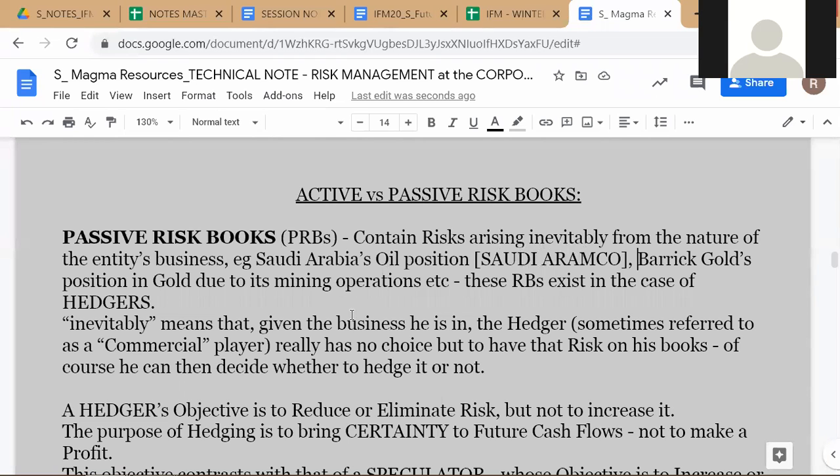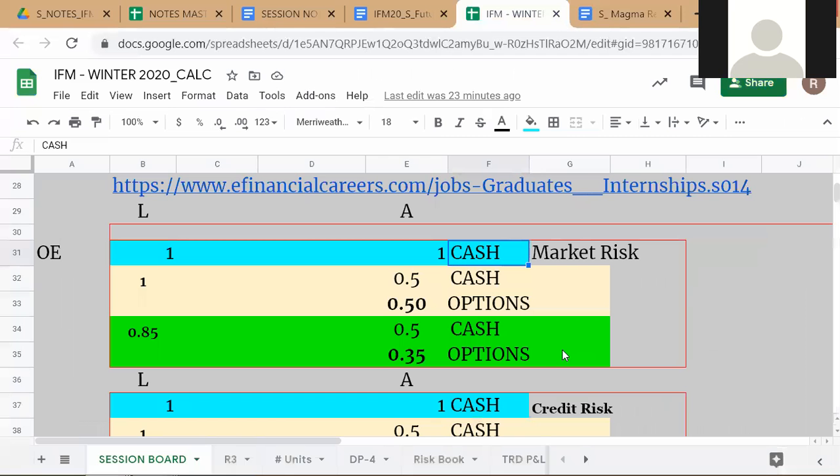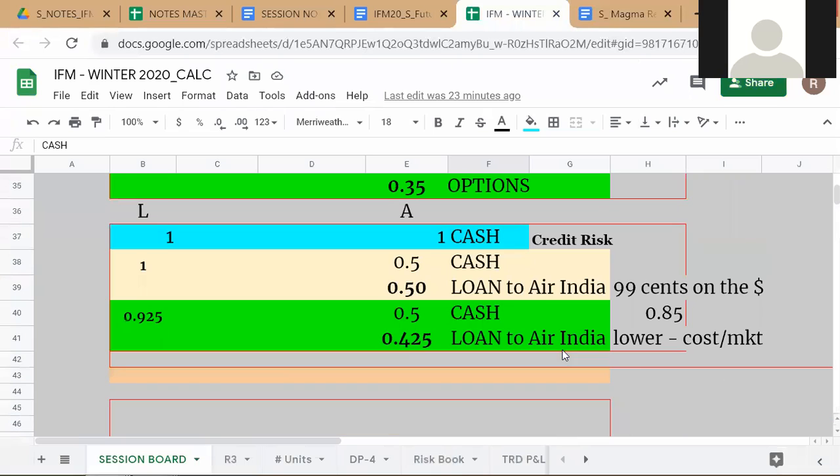Now Saudi Aramco's balance sheet would be described as a passive risk book, because this is the company in charge of exploring and refining all the Saudi Arabian oil, processing it, and selling it to the various customers they have. India is one of them. So the Saudi Aramco balance sheet will be treated as a passive risk book, because its main exposure will be to oil. So that balance sheet will be like this. Okay, if we take once again.